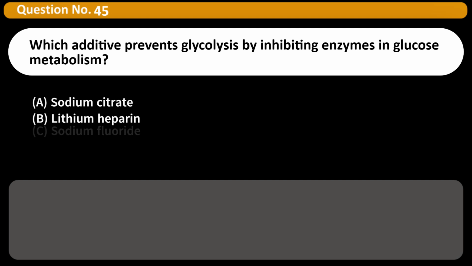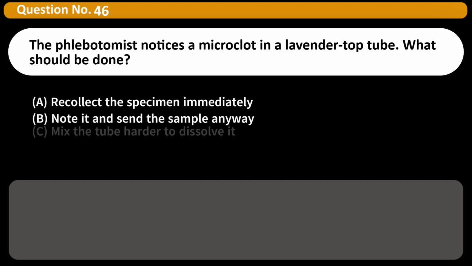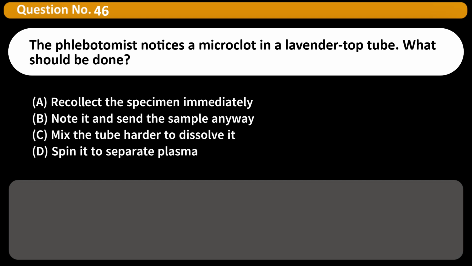Which additive prevents glycolysis by inhibiting enzymes in glucose metabolism? A. Sodium citrate. B. Lithium heparin. C. Sodium fluoride. D. Potassium EDTA. Answer C. Sodium fluoride preserves glucose for up to 24 hours by blocking glycolytic enzymes, making it ideal for glucose and lactate testing. The phlebotomist notices a microclot in a lavender top tube.